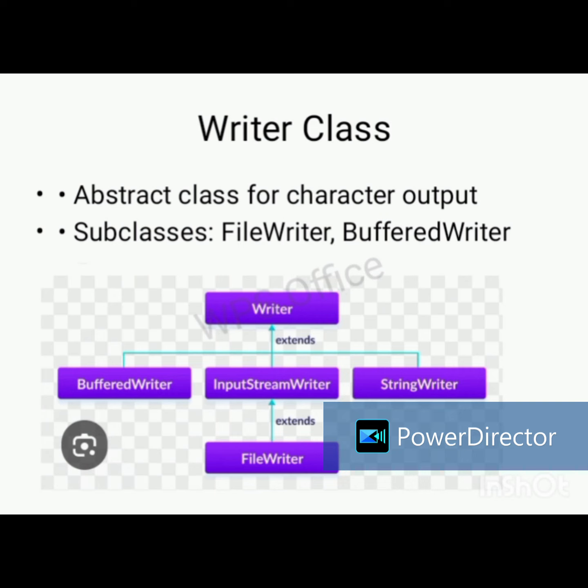Important subclasses include BufferedWriter, which adds efficiency through buffering and introduces newLine() for writing line breaks. PrintWriter offers convenient methods like print, println, and printf, similar to System.out. The Writer class is essential when you need to generate text reports, logs, configuration files, or any other human readable output. It ensures that characters are correctly encoded and written, saving you from manual byte handling.